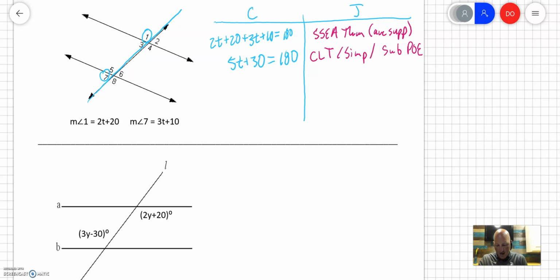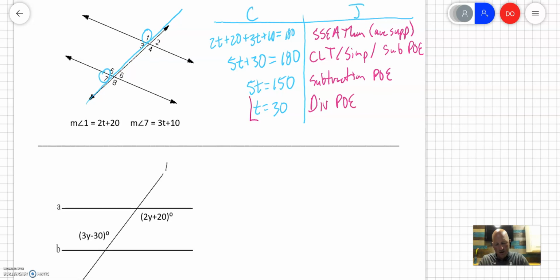Okay, continuing to solve. I would take away 30 from both sides. So 5t equals 150. And since I subtracted something from both sides, that'd be the subtraction property of equality. Divide both sides by 5 to get t equals 30. And what did I do to both sides? I divided, so therefore the division property of equality.